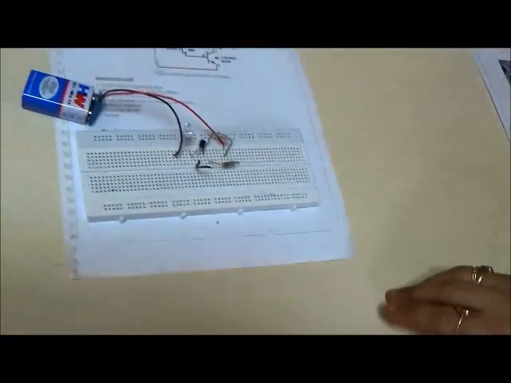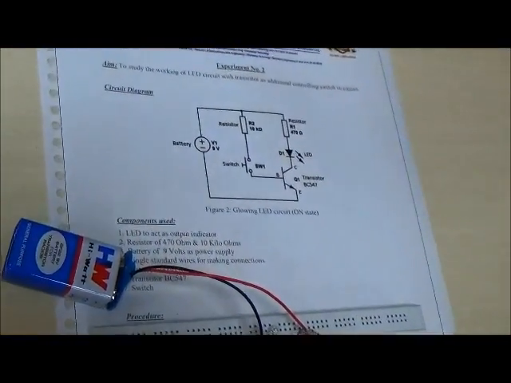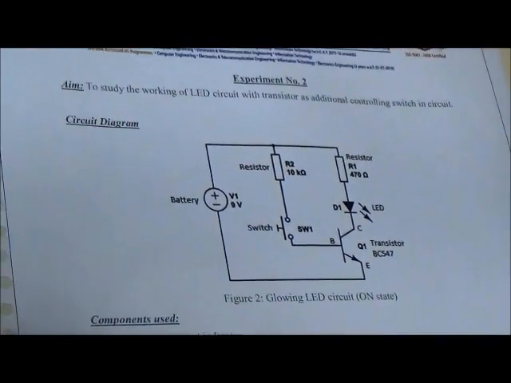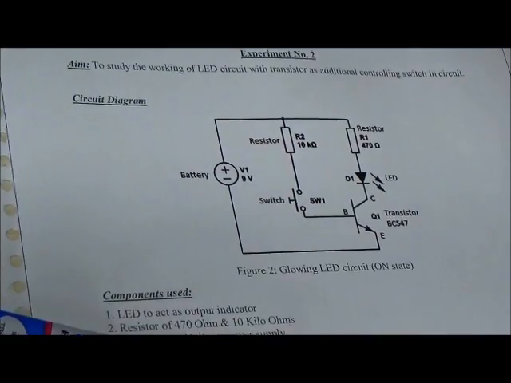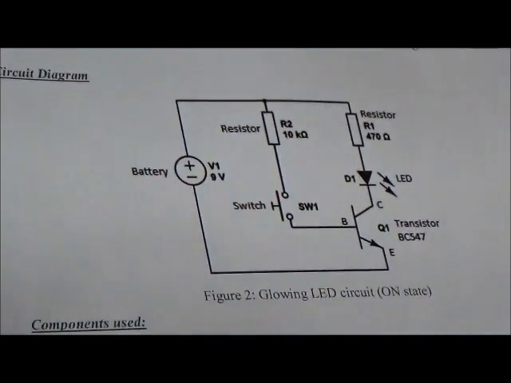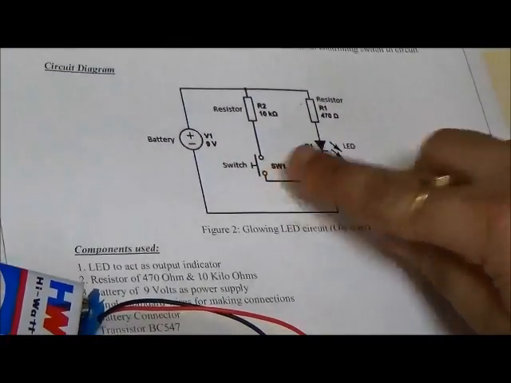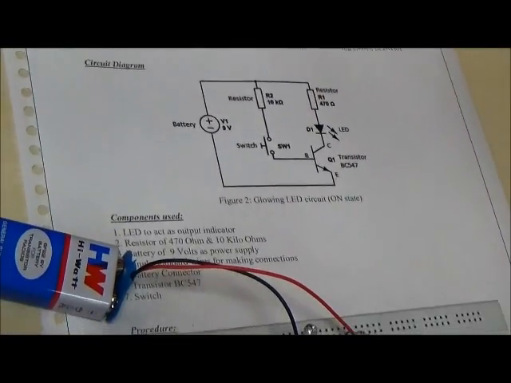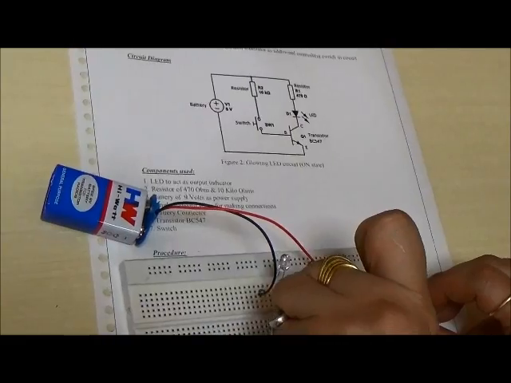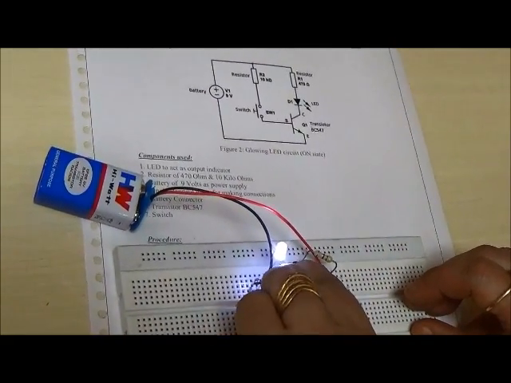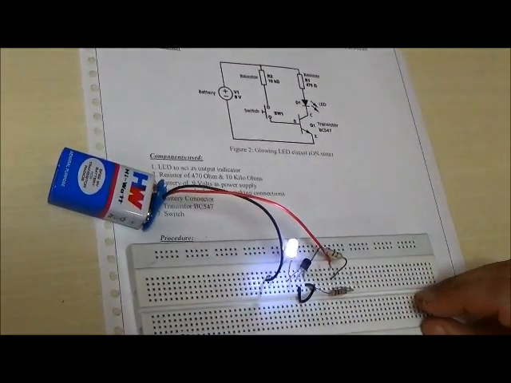The next circuit is a similar circuit where we are using a transistor switch to see the working of a circuit where working is checked through an LED. This wire is acting as a switch SW1. When this is connected as per the circuit given, the circuit is completed and the LED will glow.